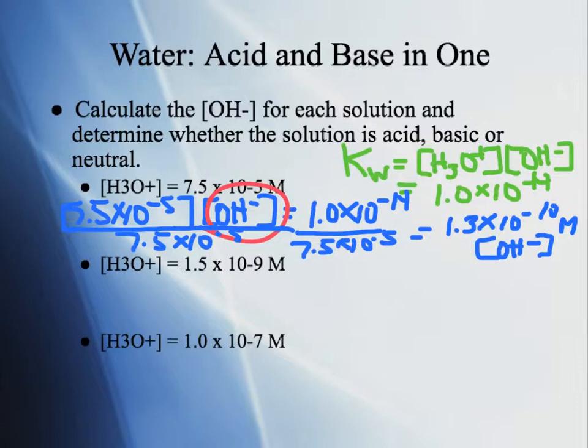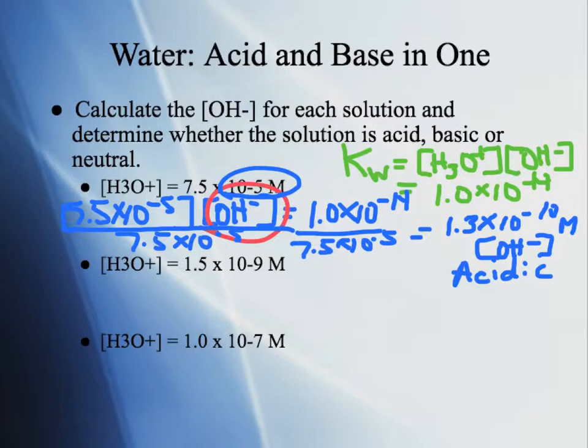So the exponent negative 10 is super small. If our hydroxide ion concentration is very small, that means we have a lot more hydronium or hydrogen ion concentration. So in this case, this solution here is acidic, because our hydroxide ion concentration is super small compared to our hydronium ion concentration, which is 10 to the negative fifth, which is greater than 10 to the negative 10.